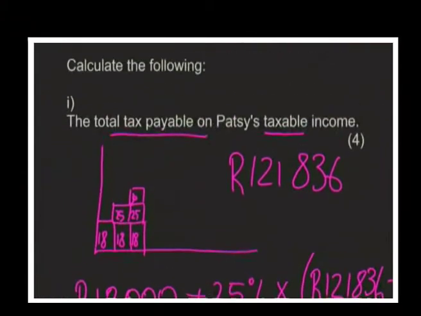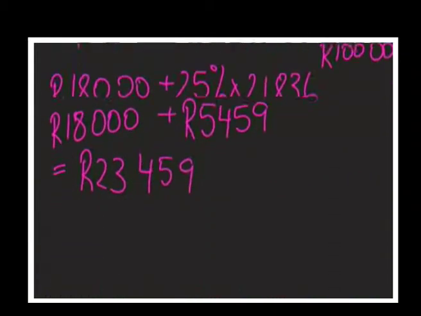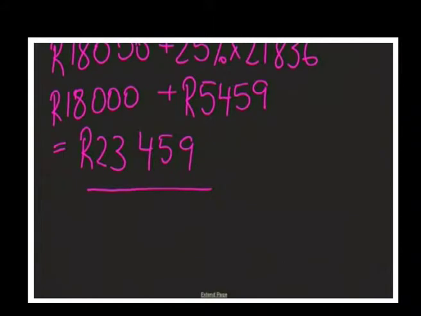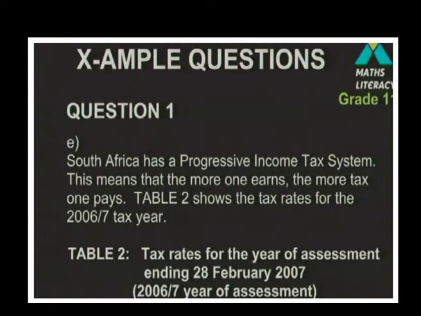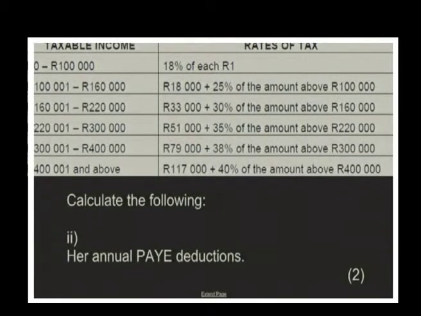That is the total that she needs to pay for the tax. Have I answered the question I'm going back to ask? It asks you for the total tax payable on Patsy's taxable income, and I have answered that question. So that is my answer. Let's move on to the next part of the question. What are they asking now? We need to calculate her annual PAYE deduction.